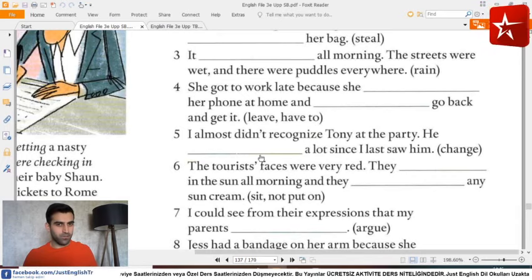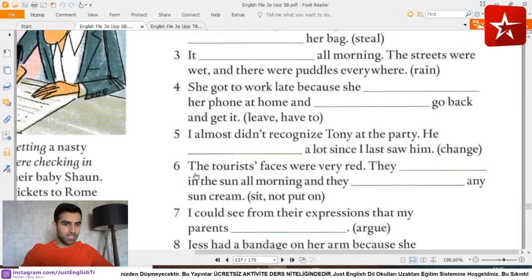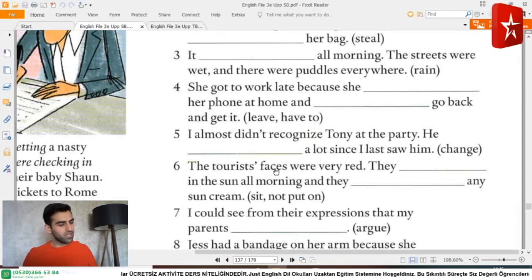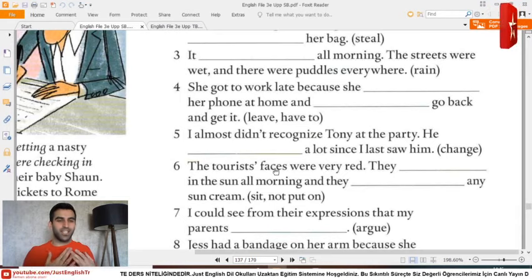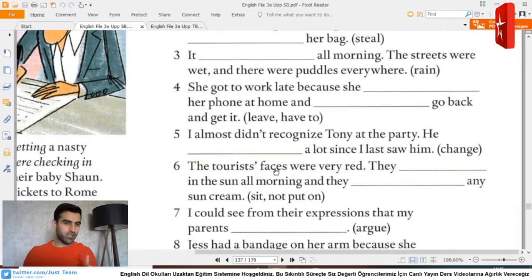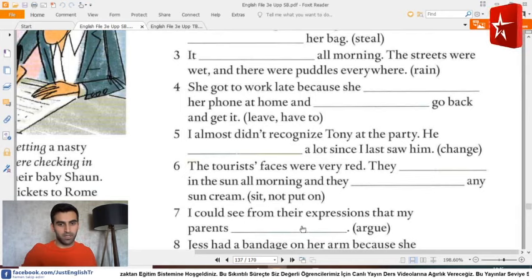Thank you so much for your fabulous answers, fantastic answers. After the short break we will continue with numbers 6, 7, 8, 9, and 10, the rest of them. During the break time you can have a cup of tea or coffee and rest. Thank you so much for your answers, and after the 15-minute break we will continue.